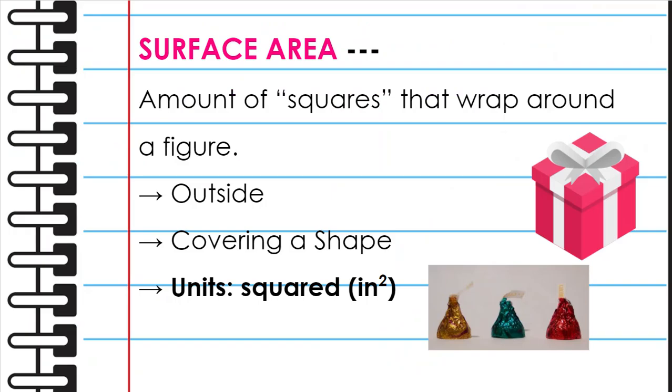Hello! Then we're going to review some surface area and volume of some shapes. So remember, surface area is the amount of squares that wrap around a figure. It's the outside, it's covering a shape. Think about wrapping a gift, or the foil around a Hershey Kiss. That's the surface area, it's covering the outside of the shape.